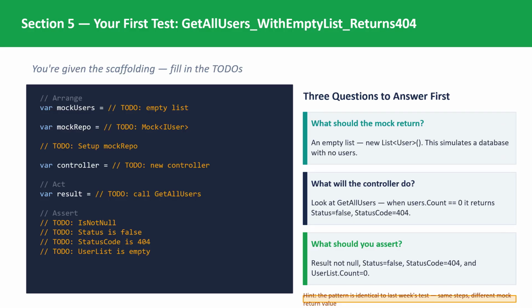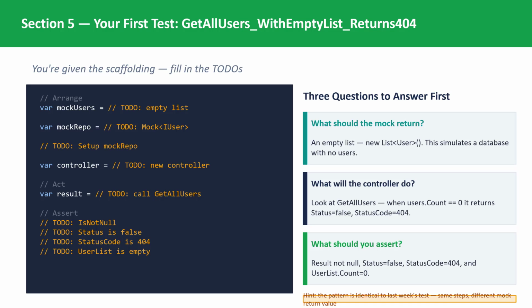So then it's your turn. The scaffold gives you the structure. Your job is to fill in the to-dos. And before you write a single line of code, answer these 3 questions. What should the mock return? In this case, we're looking for an empty list, a new list of type user with nothing in it, that simulates calling getAllUsers when there are no users in the database.